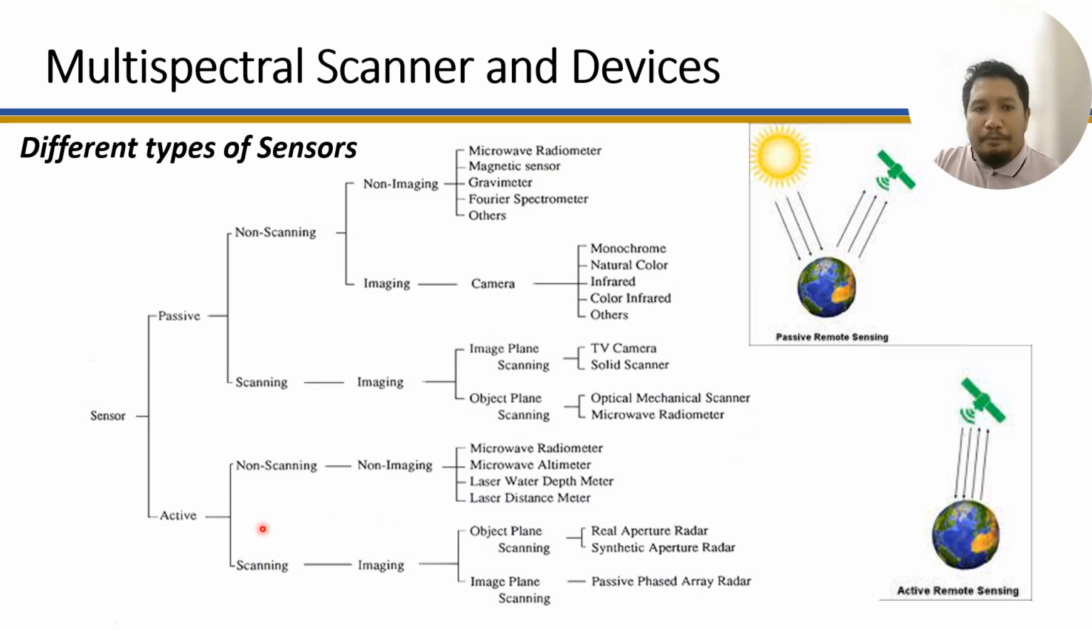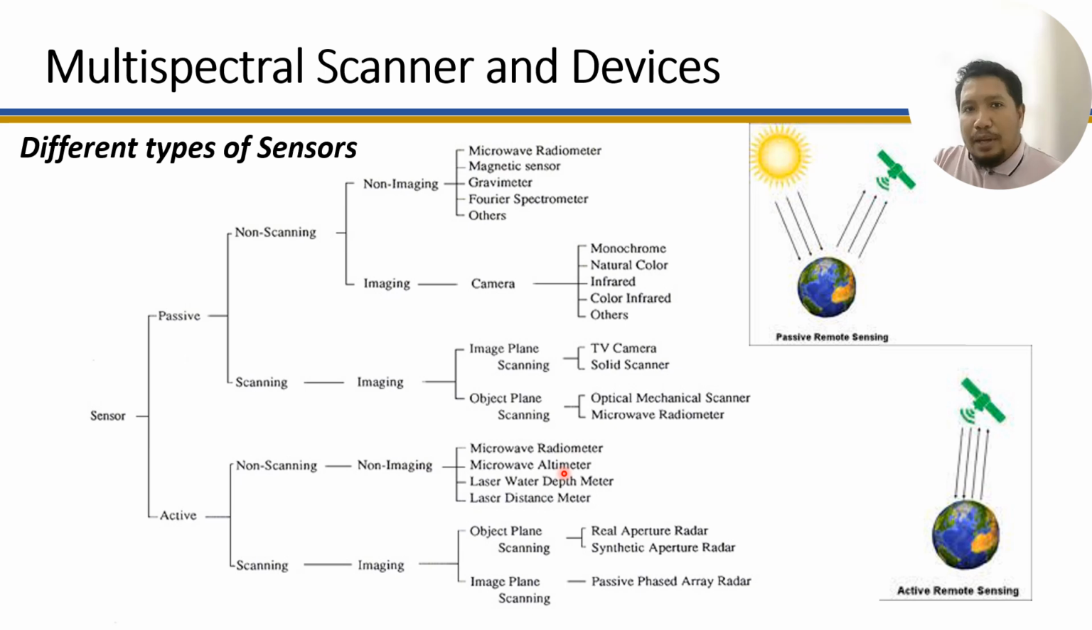Next, we have the active sensor. Active sensors emit their own energy and measure the return signals reflected back from the objects. These are very useful in conditions where natural energy is insufficient, such as in low light or during night time. So we have non-scanning and also scanning. We take a look at the non-scanning first. For non-scanning, we have the non-imaging, which does not capture a photo. This active sensor emits energy but is not designed to create images.